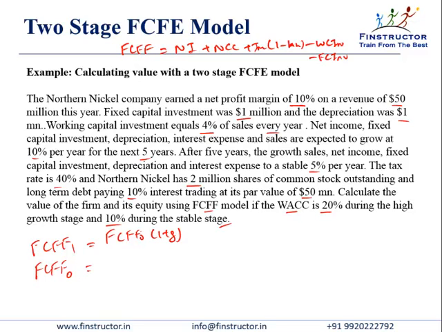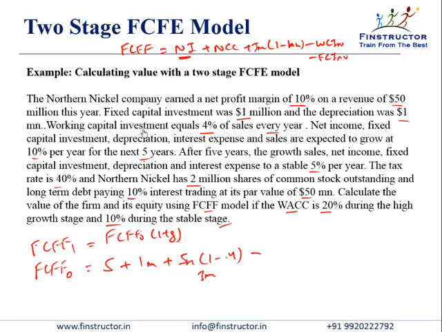So FCFF0 is net income, that is 10% on a revenue of 50 million, that will be 5 million, that's the net income, plus the non-cash charges, that is the depreciation, which was given to be 1 million, plus the interest into 1 minus tax. So 10% into 50 million would be 5 million of interest. However, interest does give us a tax benefit, so into 1 minus 0.4 will need to be added, minus the working capital investment.